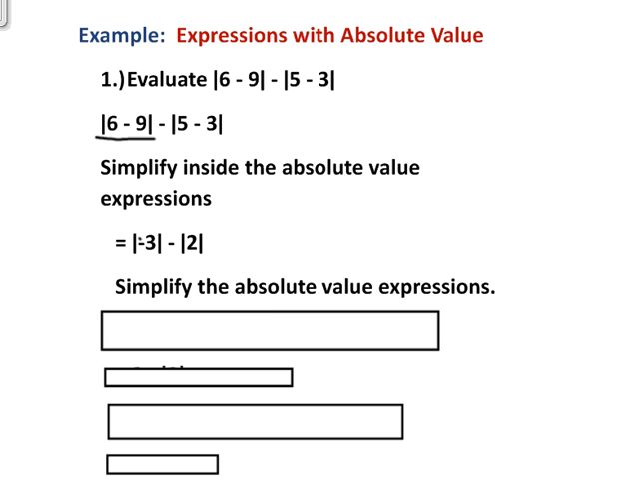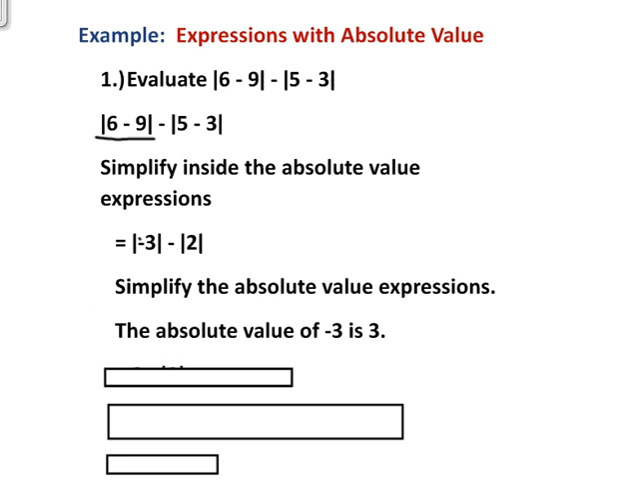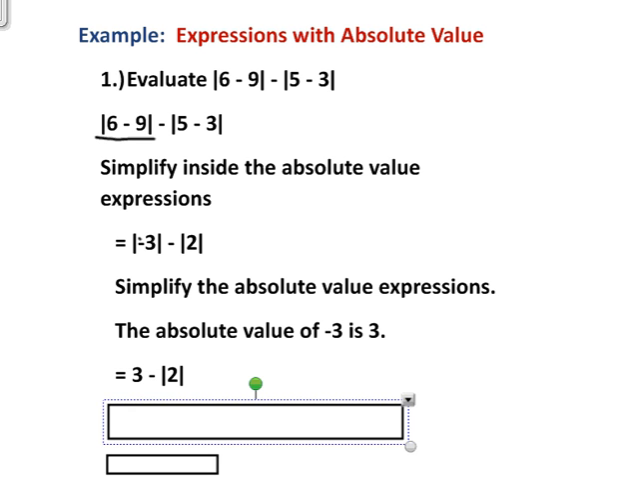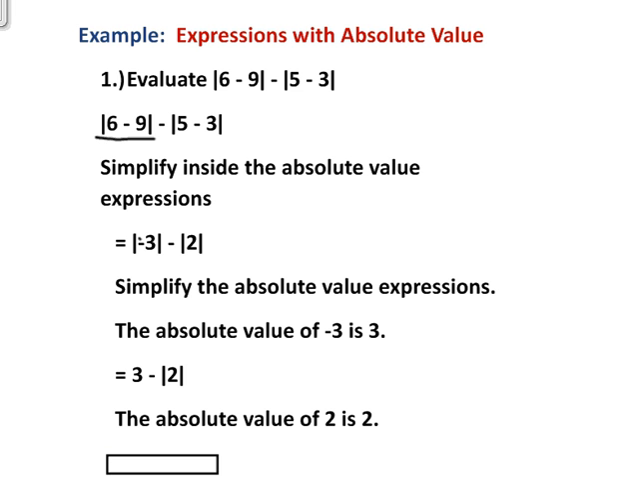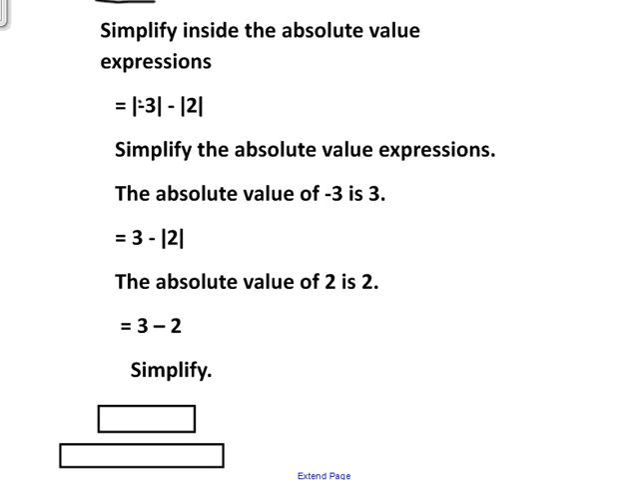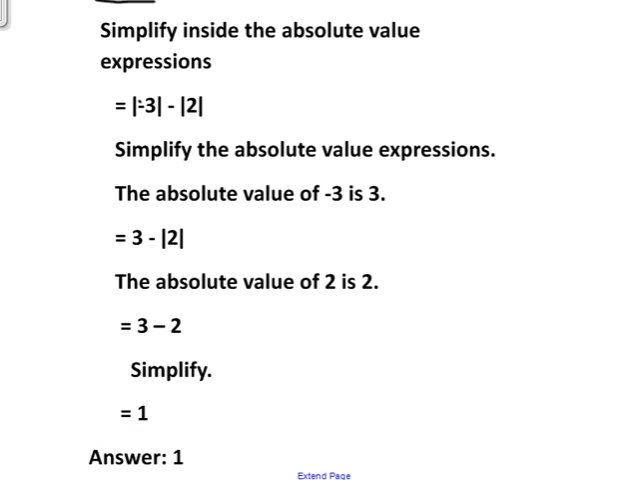When we simplify, the absolute value of negative 3 is 3. The absolute value of 2 is 2. 3 minus 2 is equal to 1, and of course that's the answer.